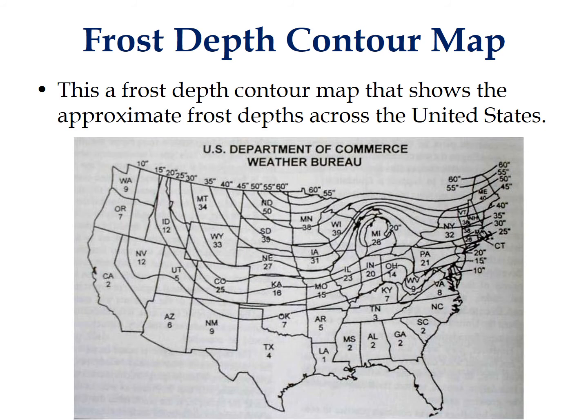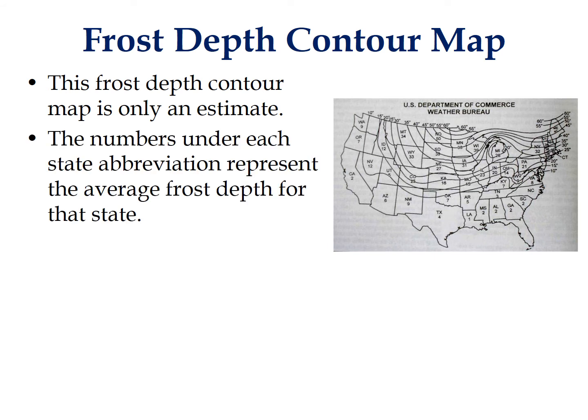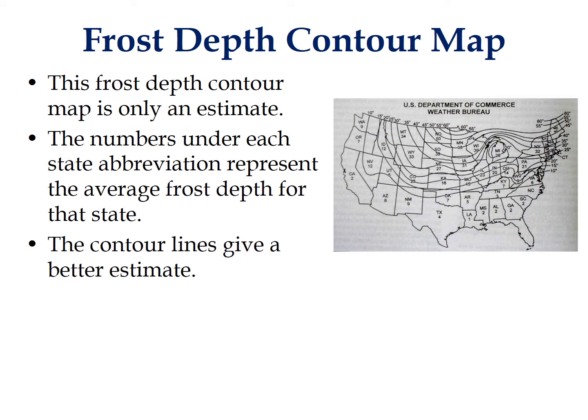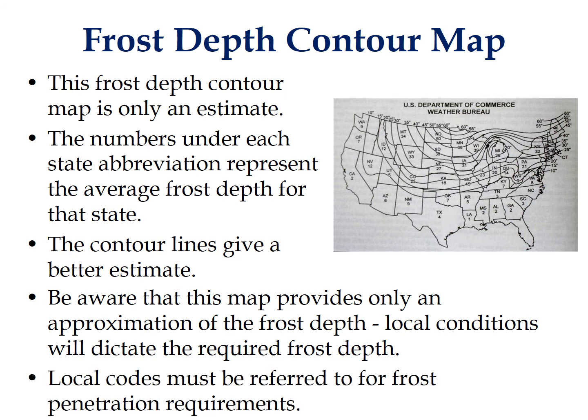This is a frost depth contour map that shows the approximate frost depths across the United States. This frost depth contour map is only an estimate. The numbers under each state abbreviation represent the average frost depth for that state. The contour lines give a better estimate. Be aware that this map provides only an approximation of the frost depth. Local conditions will dictate the required frost depth. Local codes must be referred to for frost penetration requirements.